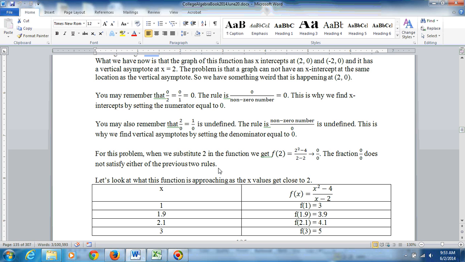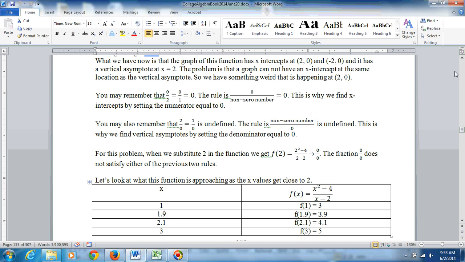So how do you know what you have? Well, we can't substitute 2 into the expression, but we can substitute numbers close to 2. If I substitute in 1, I get 3. At 1.9, I get 3.9. Substituting in 2.1 into the expression, I get 4.1. And at 3, I get 5. So it seems like the closer I get to 2 with the value I substitute in, the closer the function gets to 4.